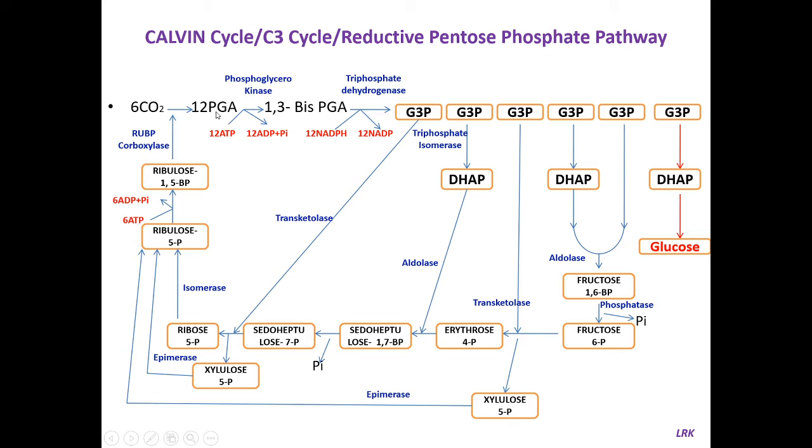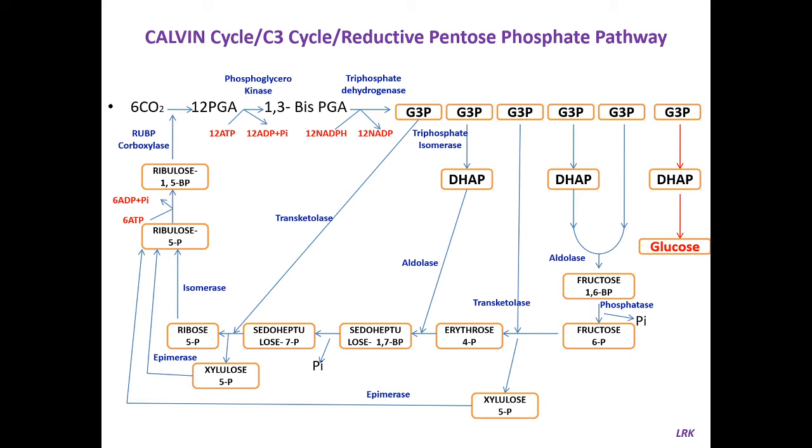So this phosphoglyceric acid, which was not ready to undergo any further reactions, first takes up phosphate ions from ATP, and 1,3-bisphosphoglyceric acid is formed. This 1,3-bisphosphoglyceric acid undergoes reduction making use of 12 NADPH. As a result, 12 molecules of glyceraldehyde 3-phosphate are formed. So we have a total of 12 glyceraldehyde 3-phosphate.